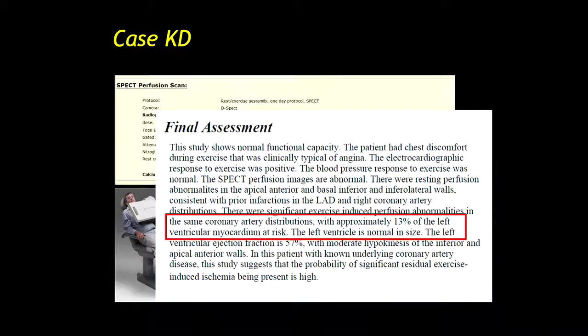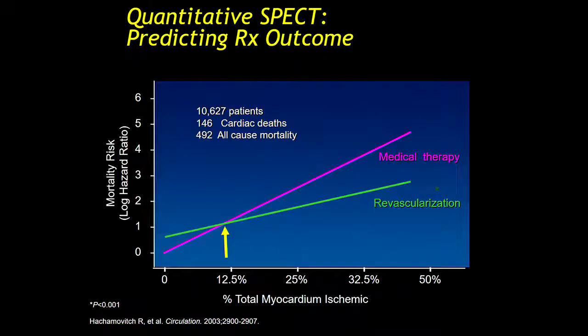And this, again, is a copy of our final assessment. We talk about functional capacity. We say that the patient had reproducible typical angina on the treadmill. The hemodynamic response was normal. We talk about the perfusion abnormalities, the vascular territories, and then we say that approximately 13% of the left ventricular myocardium is at risk and LV function is normal.